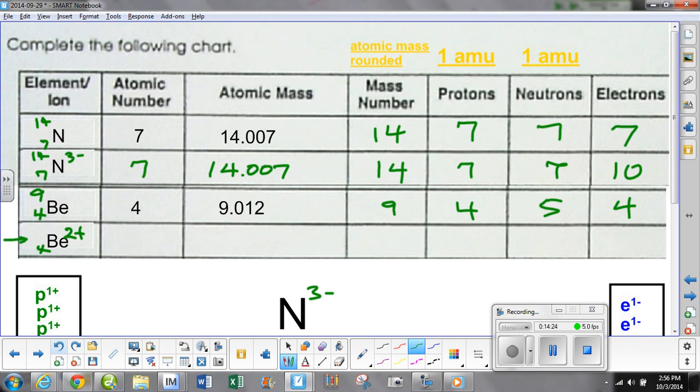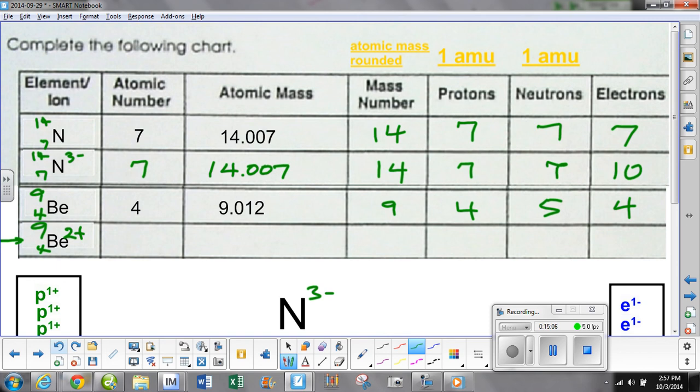Okay, so instead of the 9 like we have for beryllium up here, by taking away 2 electrons, we're going to change the mass by 5. Okay, Mary, an electron is 1/2000th of a proton. Is the electron going to make any difference in the mass? No, of course not. So that's going to be a 9 up there.